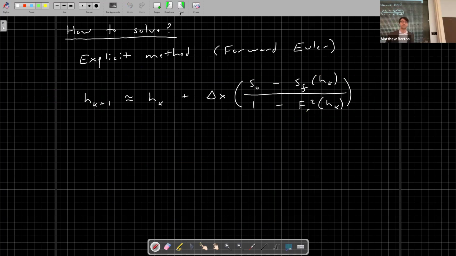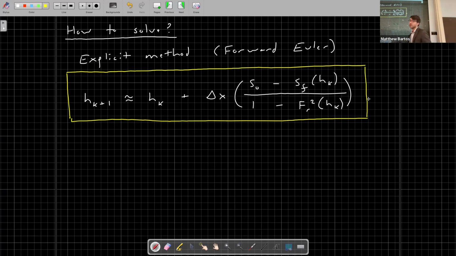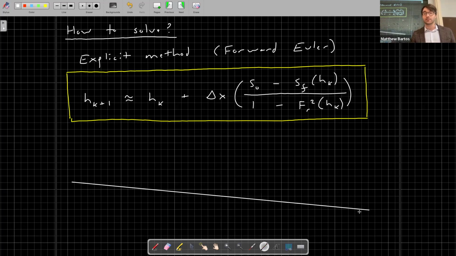We break up our channel into a bunch of little chunks. We start at some boundary, and then we use this following recurrence relation to compute the depth of water at each spatial increment along the channel. This equation was obtained just from discretizing our original differential equation for the gradually varied flow profile. Then we can apply this recurrence relation to essentially step through the channel and compute the depth at each spatial increment. So let's say we start with a channel.